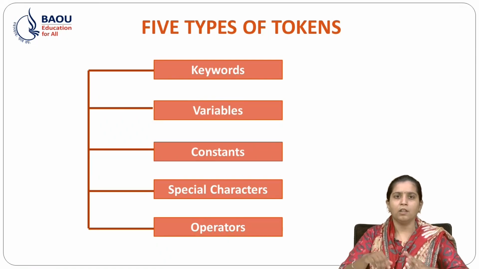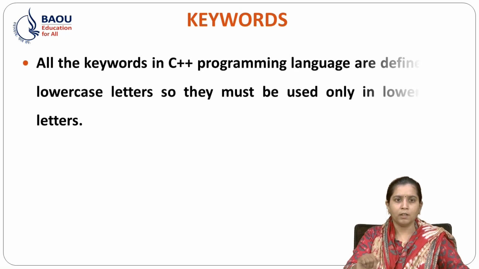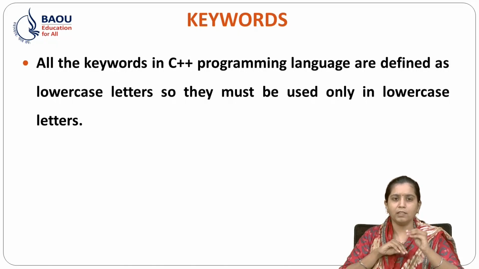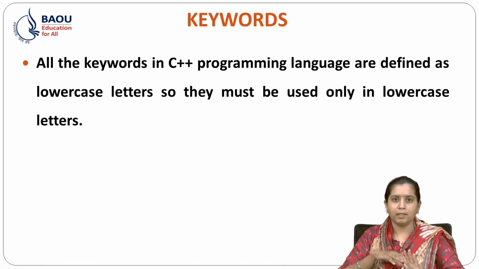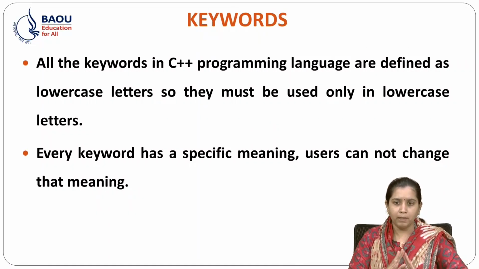What is keywords? Keywords are the words with predefined meaning which is already known to the compiler. All the keywords in C++ programming language are defined as lowercase letters. So, they must be used only in lowercase letters. So, in C++ language, there are total 32 keywords and every keyword has a specific meaning that users cannot change.